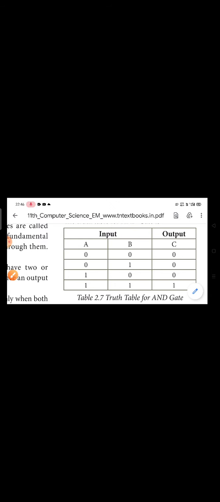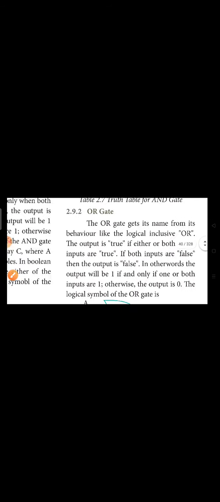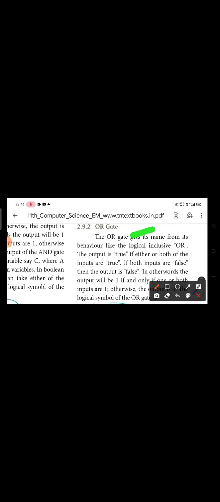Then the next topic is the OR gate. In the OR gate, what is the operator? The plus operator. Plus means addition. So what is the definition of OR? If any one of the inputs is 1 or both inputs are 1, the output is 1, otherwise the output is 0. In other words, the output is true when both inputs are 1 or any one of the inputs is 1, otherwise the output is false.